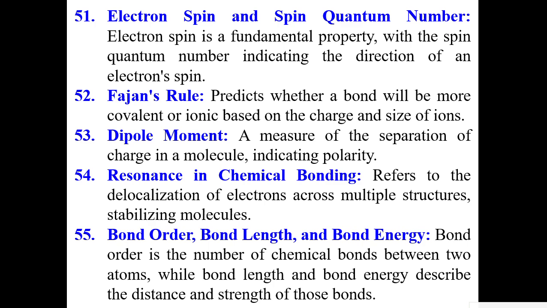That's all. Next, Fajan's rule. It predicts whether a bond will be more covalent or ionic based on the charge and size of ions. I actually forgot the concept. By reading that sentence, you can give your own answer. It says whether a bond is more covalent or ionic in nature. Ionic means one electron is given by a donor to an acceptor, so electron transfer will be there. Covalent means one atom gives one electron, the other gives one electron, and together they share. That is covalent. So whether it is covalent nature or ionic nature, depending on the charge and size of those ions, that will be revealed by Fajan's rule.